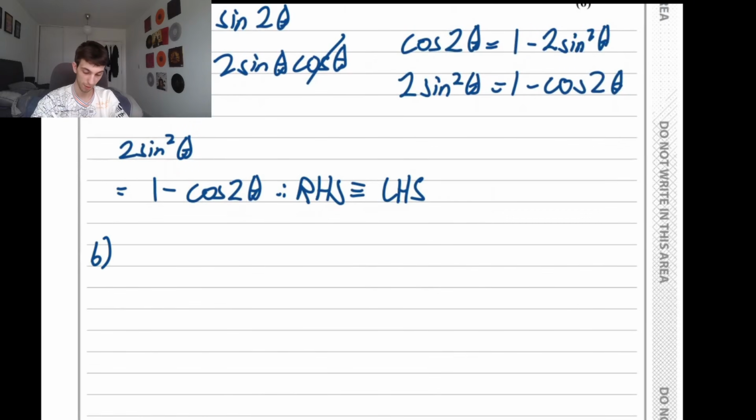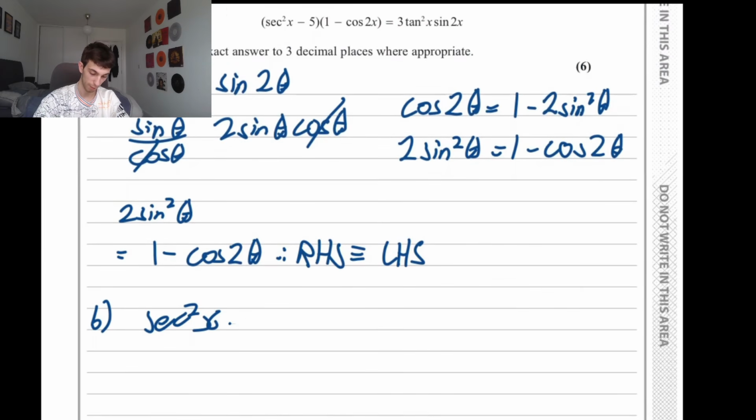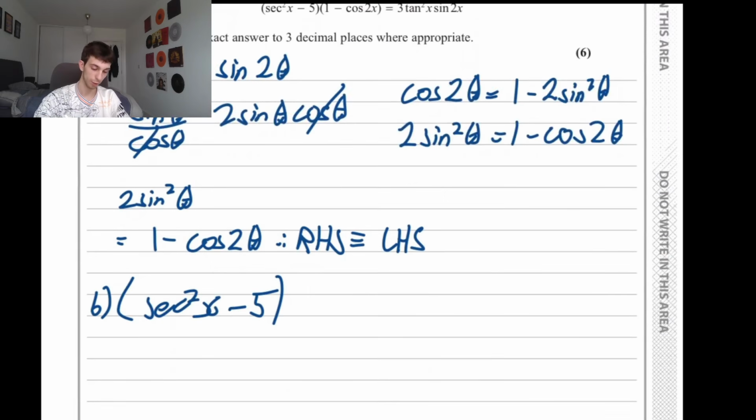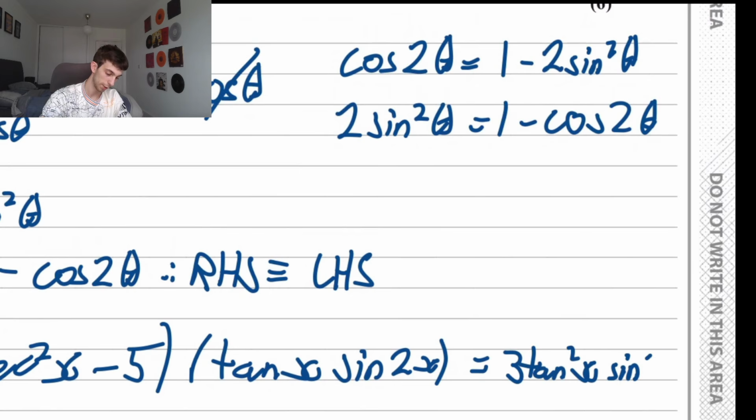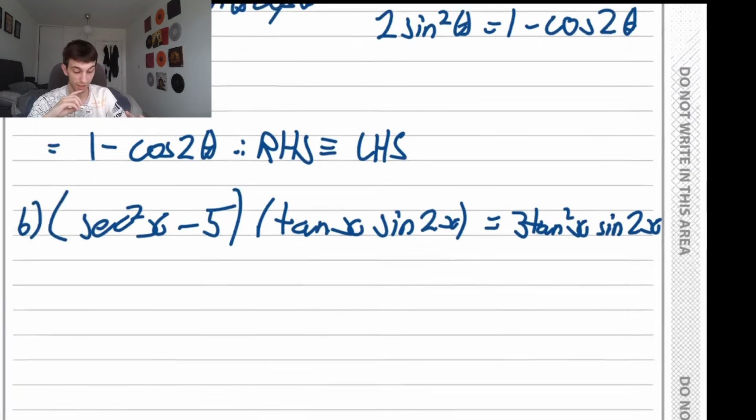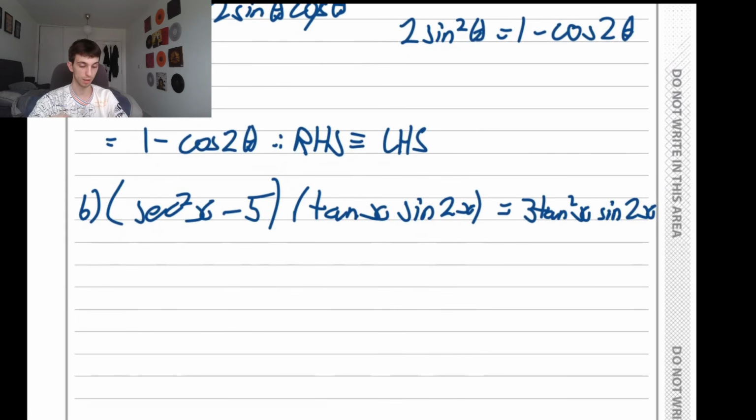So for part B, we have sec squared x, I believe it's take away 5. So we have minus 5. This is going to be multiplied by tan x sine 2x, using our answer to part A. And this will be equal to 3 tan squared x sine 2x. Okay, great. So what can we do here? Well, I can quickly see we can actually divide through by tan x sine 2x.